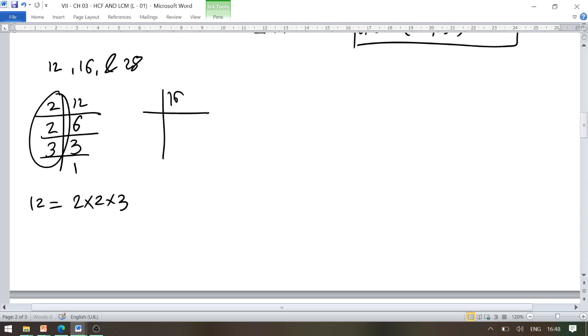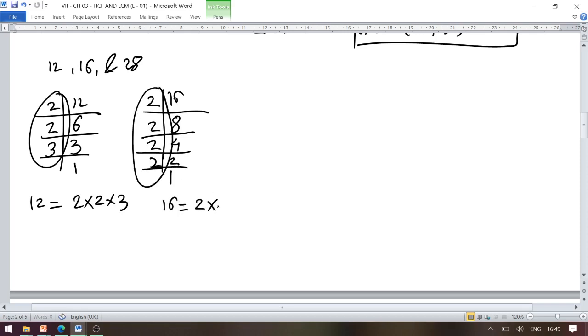Similarly for 16, which are the prime divisors of 16? By using vertical division we can easily get it. 2 8s are 16, 2 4s are 8, 2 2s are 4. At last 2 1s are 2. So 16 can be written as the product of its primes. Which primes do we have? 2 into 2 into 2 into 2. Ultimately, let us multiply them. 2 2s are 4, 4 2s are 8, 8 2s are 16 again.